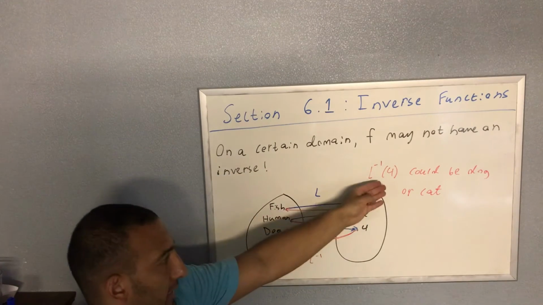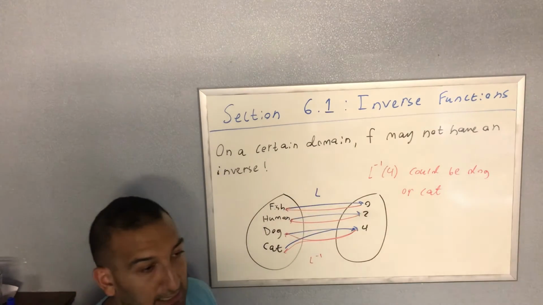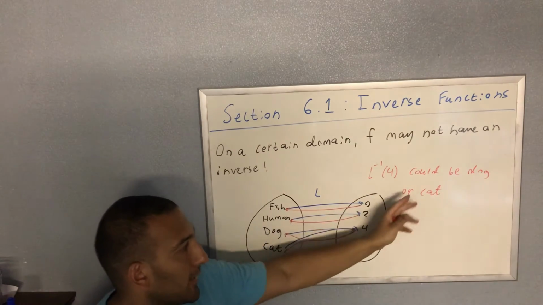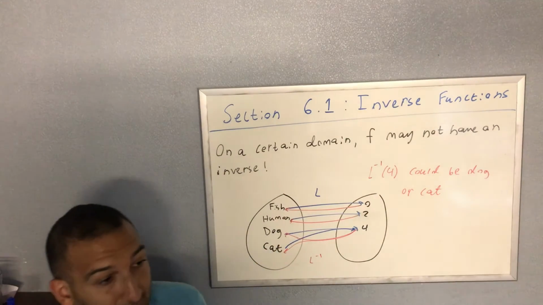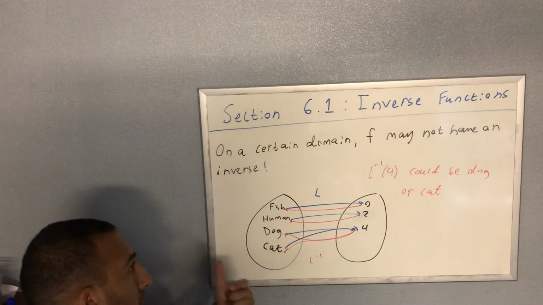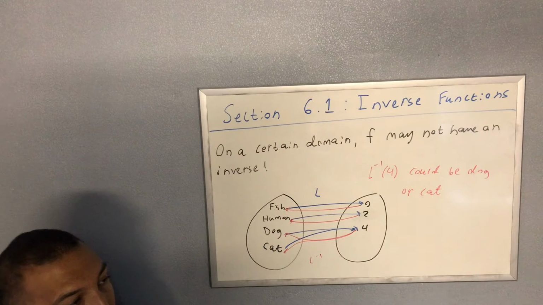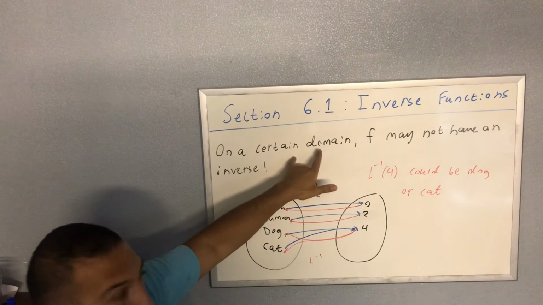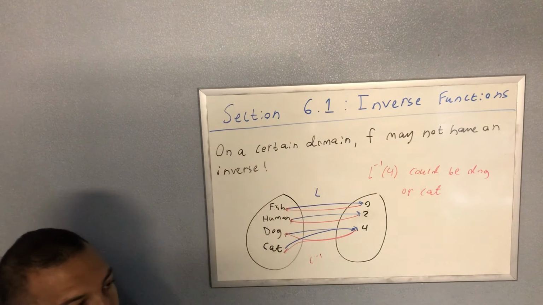Remember, if this needs to be a function, it needs to have one clear output. But now the input of 4 has 2 outputs, and that's not good. So this is not a function. L inverse would not be a function. And so that's why it's important to have a very particular domain.